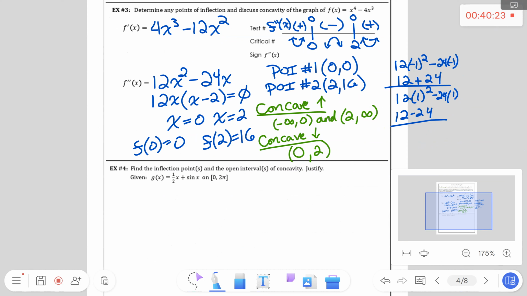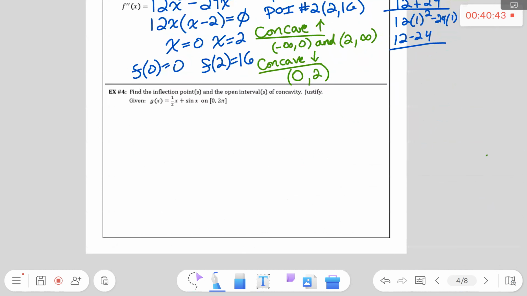Okay. Last problem will be done for today. We're going to take one more step. Second derivative test, but we're going to include what now? Trig. Why do we need to pay attention to our interval though when it talks about trig? 0 to 2 pi. What if my interval was infinity? Right, you just keep going. So we're looking for one full rotation.